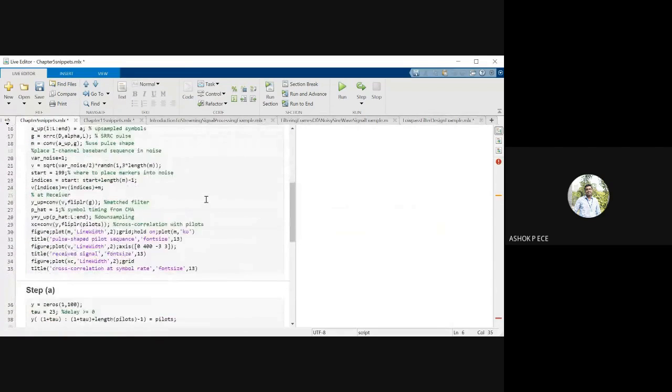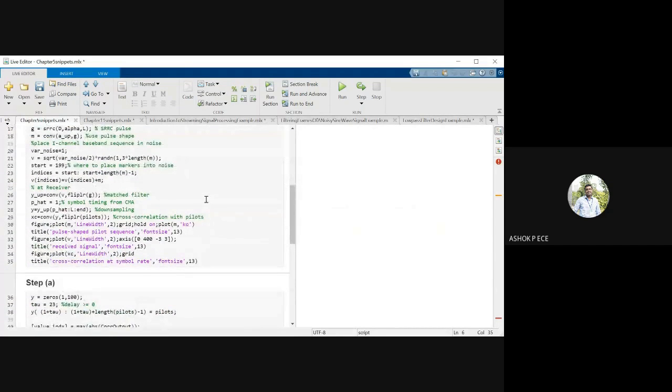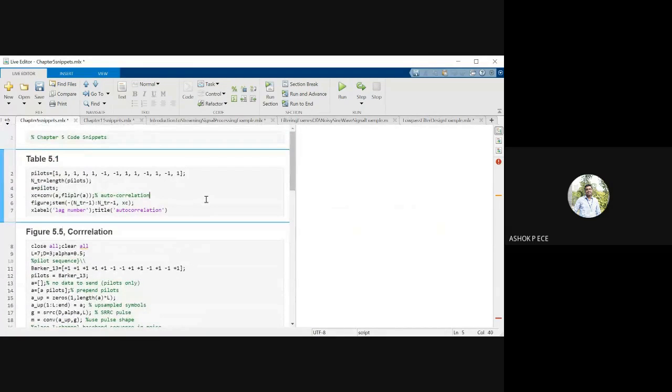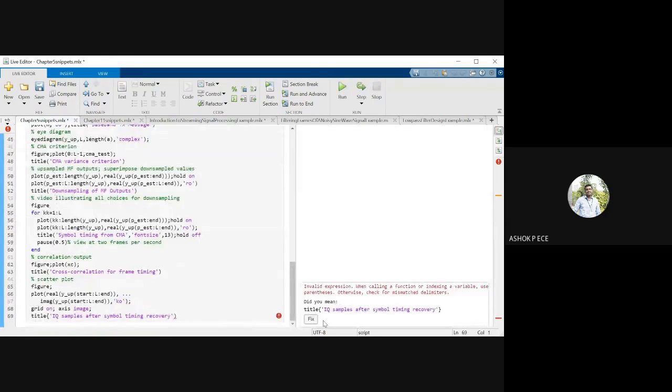Now, next comes autocorrelation. So you know what is correlation? Correlation is used to find the similarity between the symbols. So correlation means whenever you transmit some symbols, you are always eager to find whether symbols are identical or not. For that, we are going to use the correlation and see here I'm generating signals.